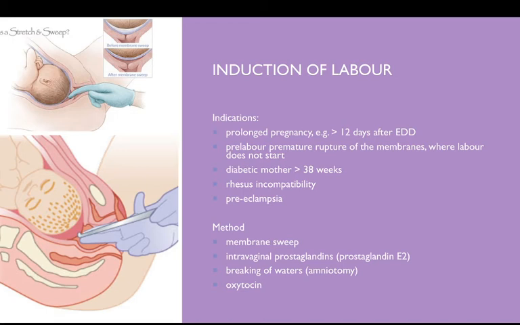Okay, so induction of labour. Induction of labour is basically inducing labour artificially. There are different ways that you can do this. We'll first start with why you would do it, so the indications. Prolonged pregnancy: if it's been more than 12 days since your estimated date of delivery and you still haven't given birth, then you might induce labour.